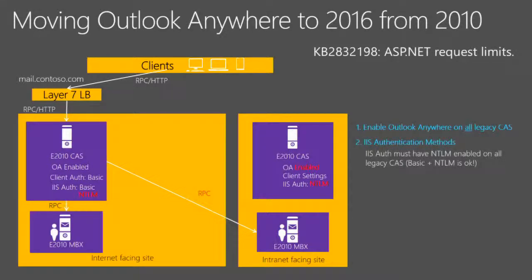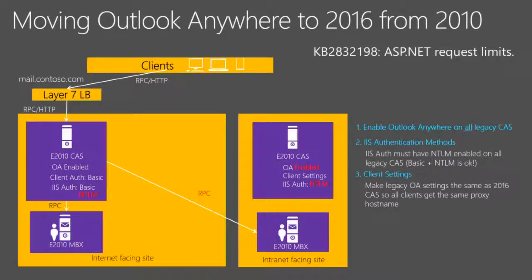For IIS, you're going to enable NTLM authentication for all of your 2010 CAS. They can be both basic and NTLM. That's perfectly fine. If you're using basic today, just add NTLM. You can stop right there as far as IIS changes for the IIS auth. Client settings. You now have to go back.